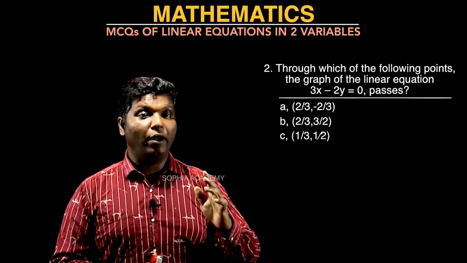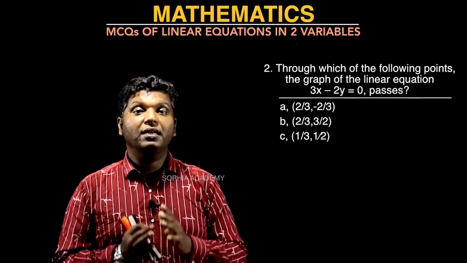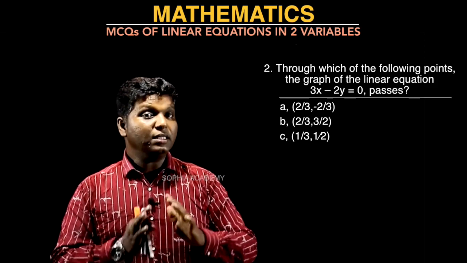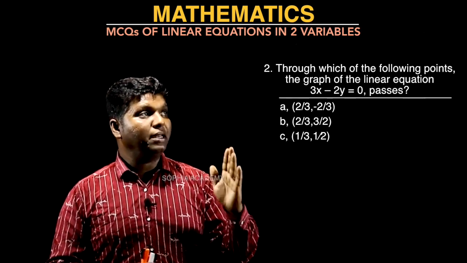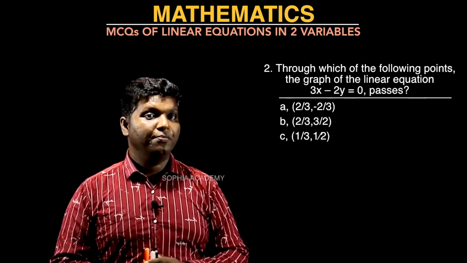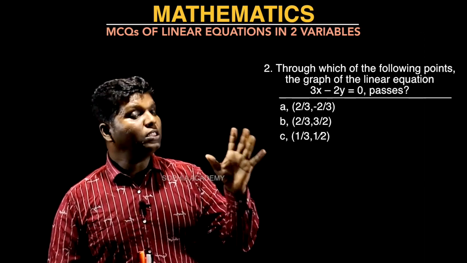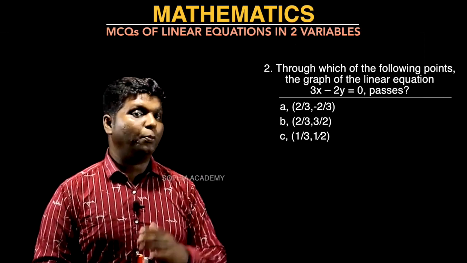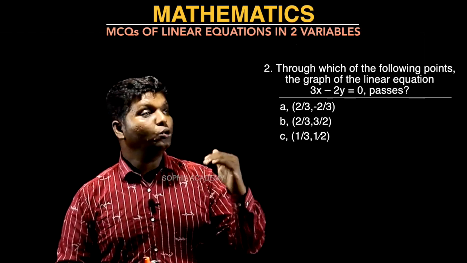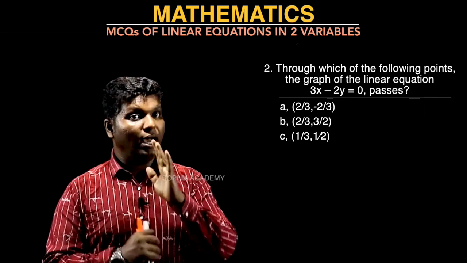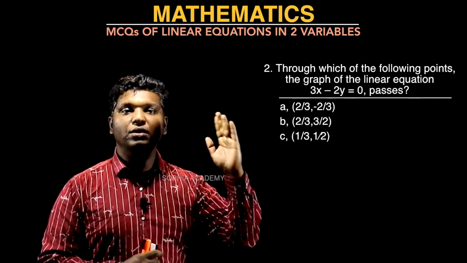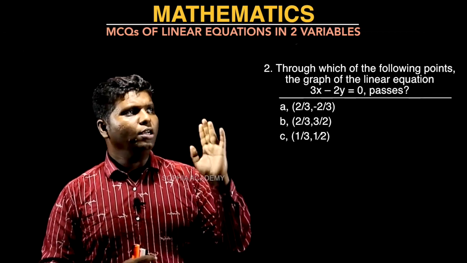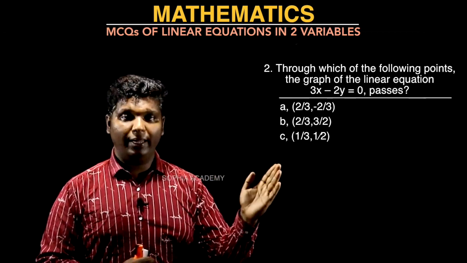Through which of the following points does the graph of the linear equation 3x minus 2y is equal to 0 pass? That means there is a graph given, 3x minus 2y is equal to 0, and you have to find through which of the points this graph will pass. Again, you have to focus on the given points. What are the points given here? The first option is 2/3, minus 2/3. What you have to do, as I told you, instead of x, you have to give 2/3, and instead of y, you have to give the y value given there. One by one. So the equation is 3x minus 2y.